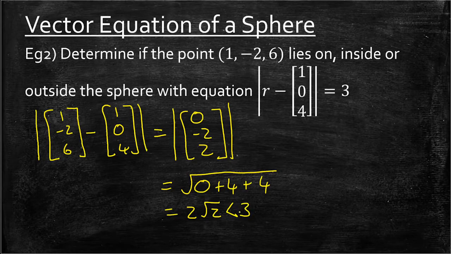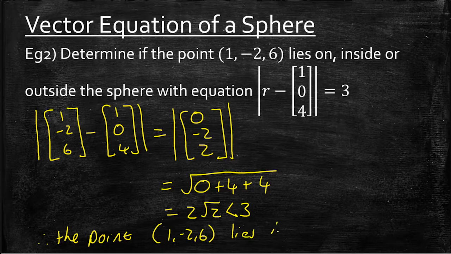Now, remember I said if the value equaled 3, we'd be on the sphere. If it was greater than 3, we would be outside the sphere. But because we are less than 3, the point 1, negative 2, 6 lies inside the sphere. Just quickly, why is that again? That's because the distance of the point to the center is smaller than the radius, so we must be inside the sphere for that to happen.